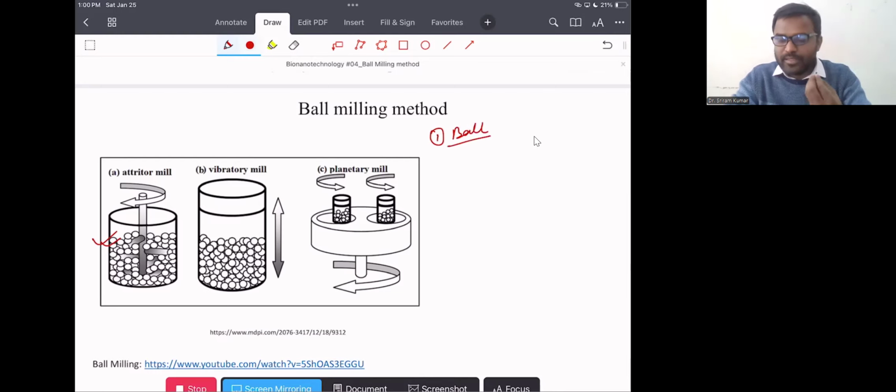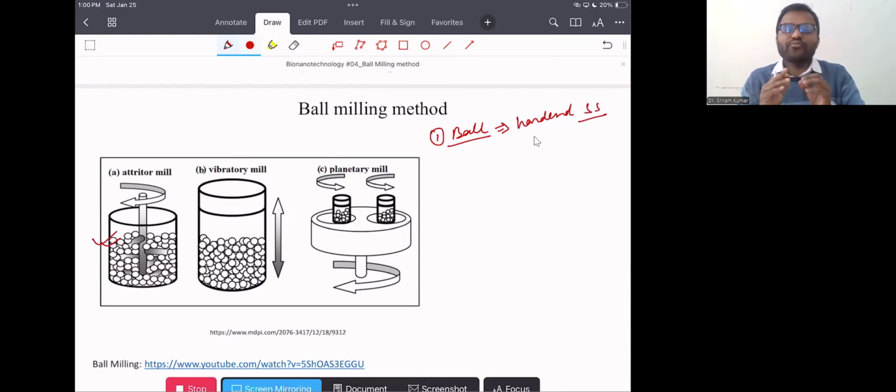Here the ball material depends on which kind of material you want to develop. For example, if you have a soft kind of material, or carbon materials, in that case you can have a ball made of stainless steel, that is, hardened stainless steel.